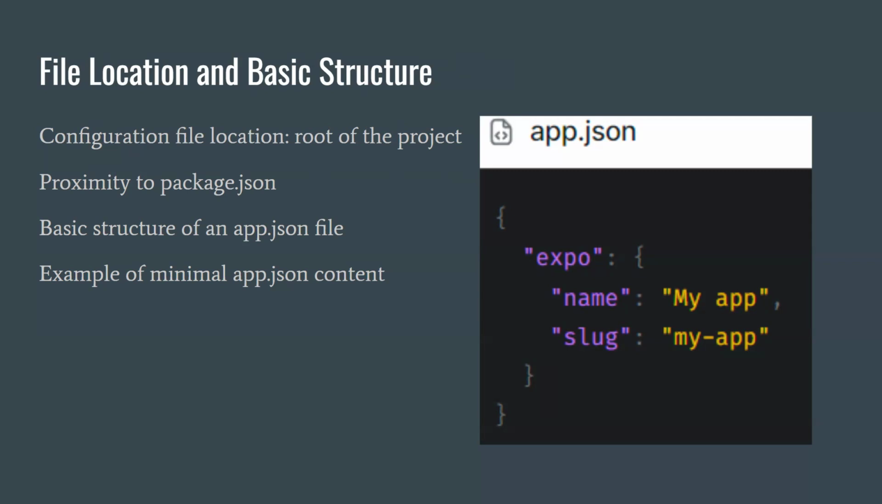So we're going to take a look at this very simple example of an app.json file where you can define basic properties like the app's name and slug. So understanding this structure is an important first step in understanding more detailed config file properties and its capabilities.